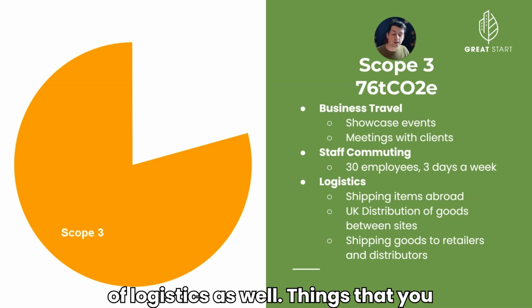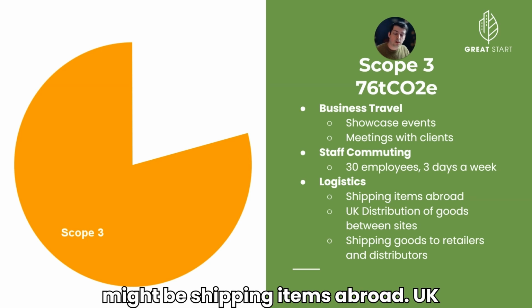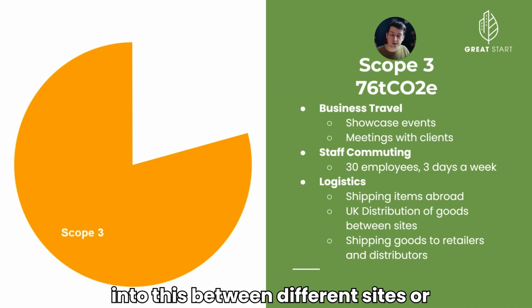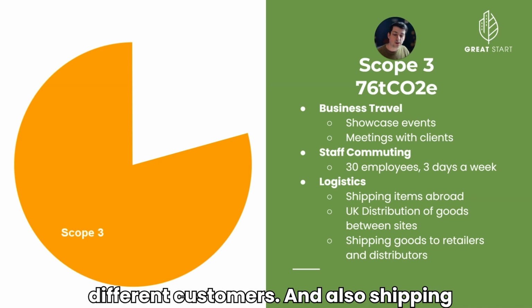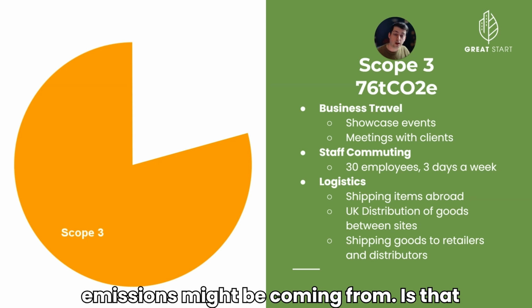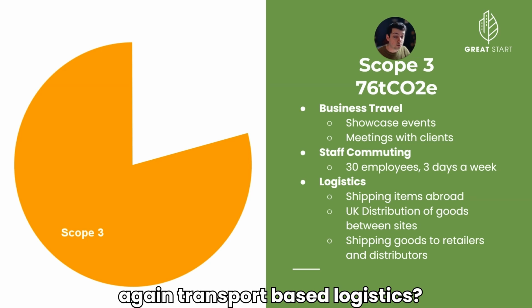In terms of logistics as well, you might be shipping items abroad, and UK distribution is also going to come into this between different sites or different customers, and also shipping goods to retailers, distributors, etc. That's where a lot of the emissions might be coming from, again, transport-based logistics.